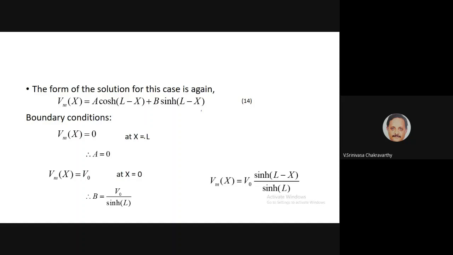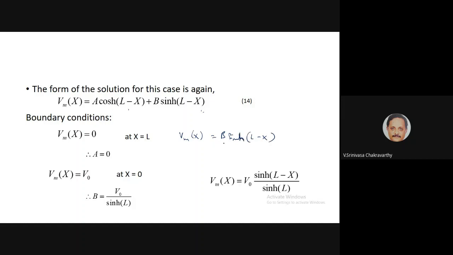If you plug x equal to capital L in this expression, equation 14, you get A cosh 0 plus B sinh 0 equal to 0. That gives you A equal to 0, because sinh 0 is 0, and cosh 0 is not 0, it is 1. Therefore, A has to be 0. Then Vm(x) is equal to B sinh(L − x). This is a slightly reduced expression than the full form.